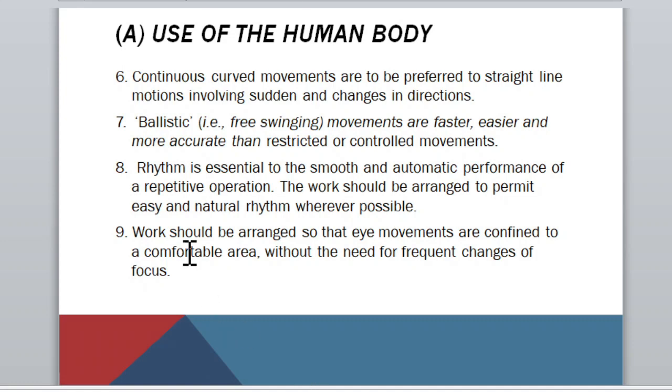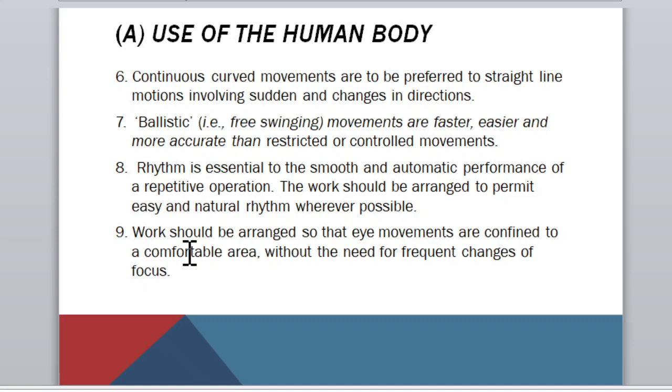Next is rhythm, or the tempo, which is essential to the smooth and automatic performance of a repetitive operation. The work should be arranged to permit easy and natural rhythm wherever possible. If the tempo is really good, even if it is a repetitive operation done again and again, it will get done, and there are fewer problems because the rhythm is good. Good rhythm means good flow of the worker, good flow of materials, and good flow of the process. Okay?